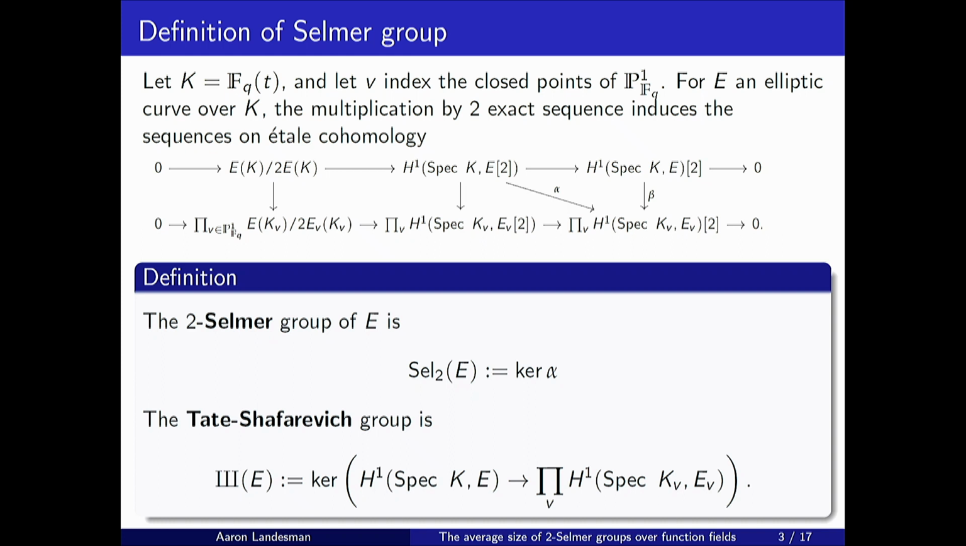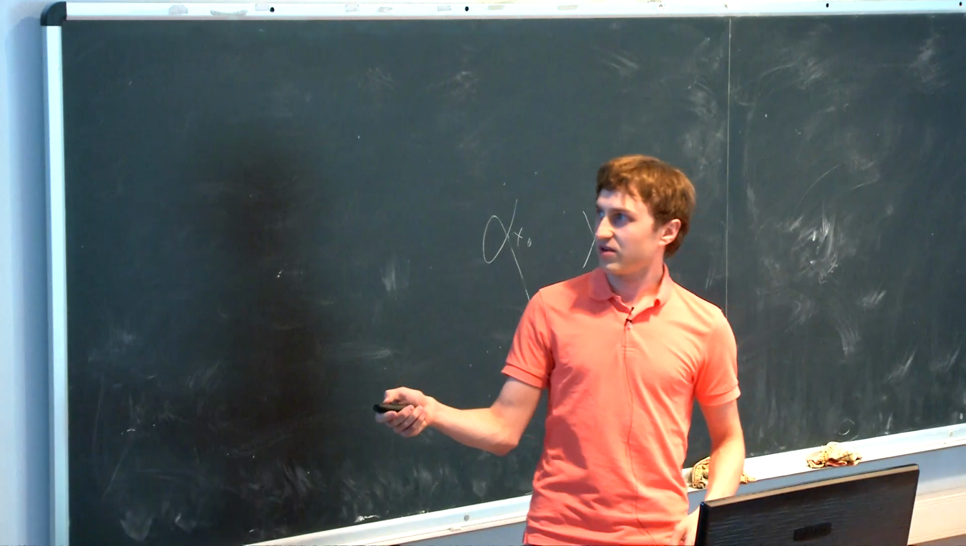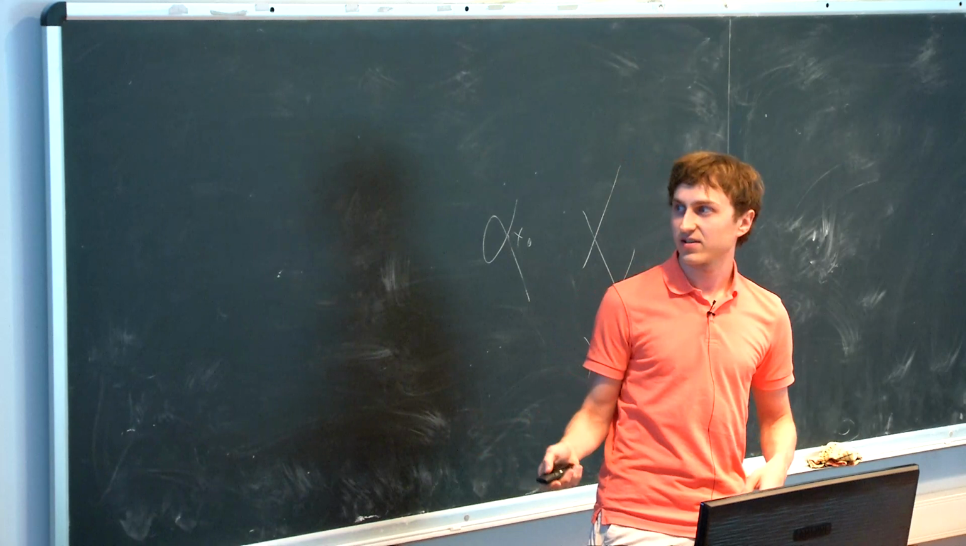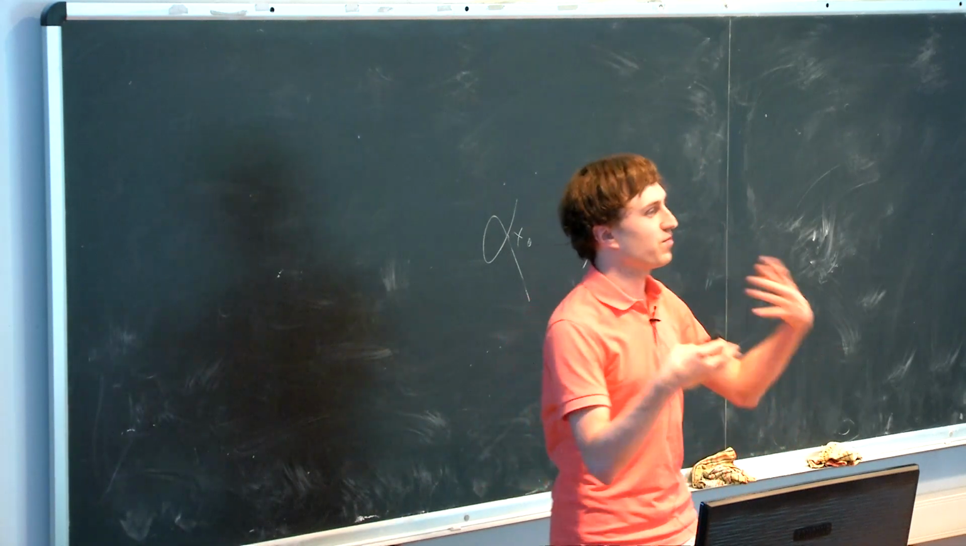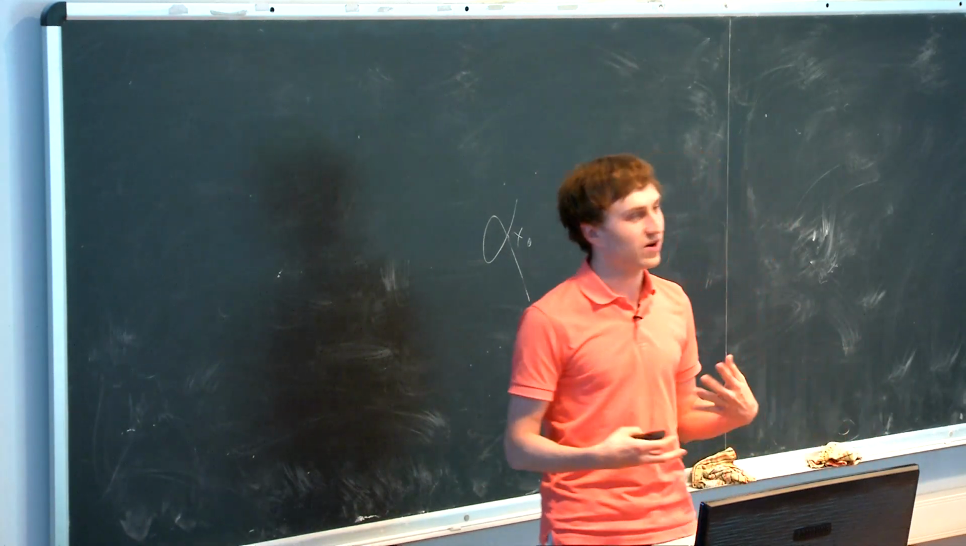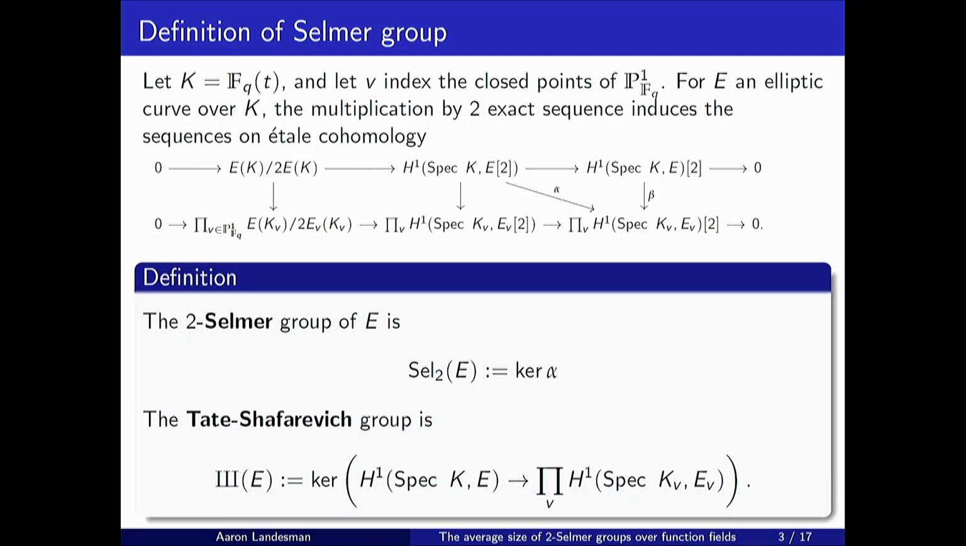If you take an elliptic curve and you look at multiplication by 2, there's an exact sequence: E[2], the 2-torsion, goes to E by multiplication by 2. And this induces an exact sequence on étale cohomology. So E(K) mod twice E(K) goes, from H^0 to H^1, to H^1 of E[2] to H^1 of E. You can take this exact sequence and restrict it to all the places. So you get the same exact sequence for each closed point of P1, and you take the product. The definition of the two-Selmer group, which will help us get a bound for the rank, is the kernel of this diagonal map alpha.